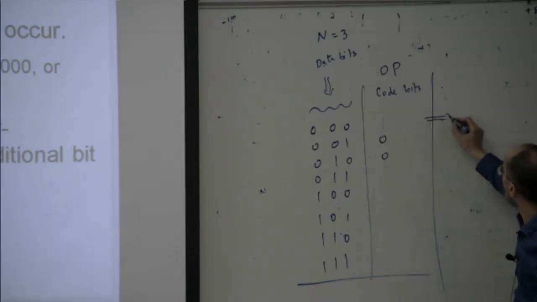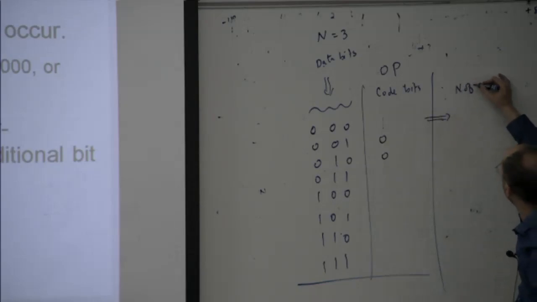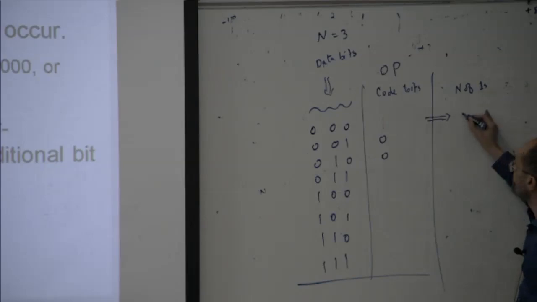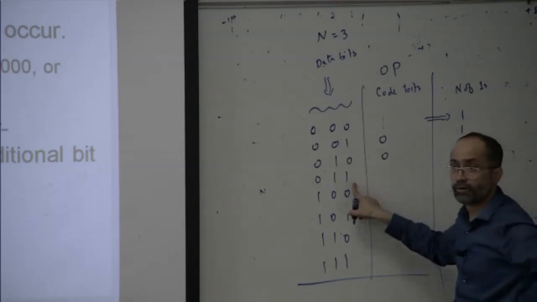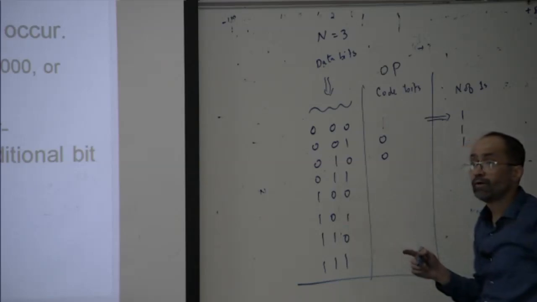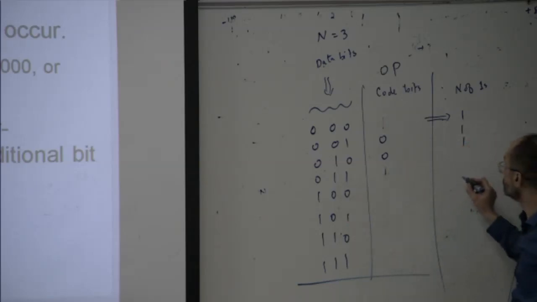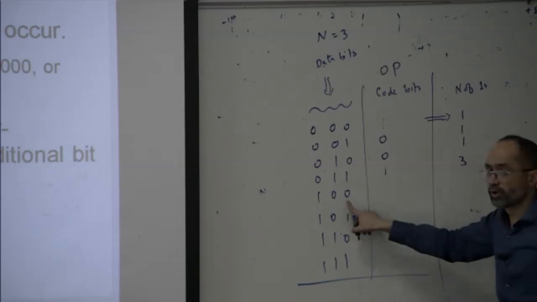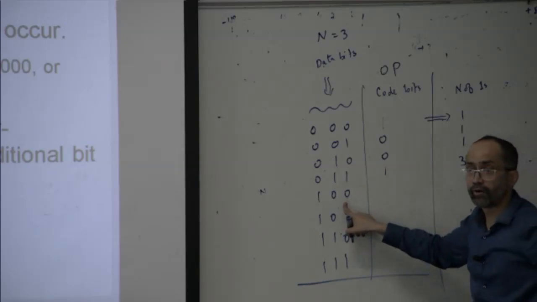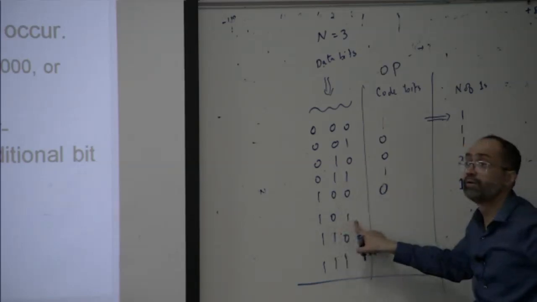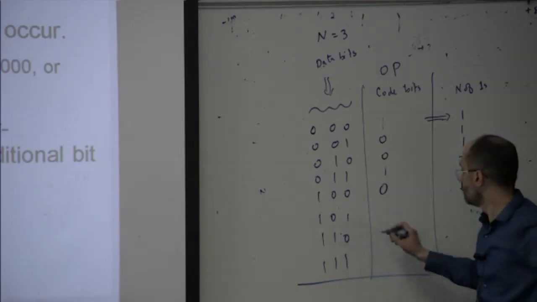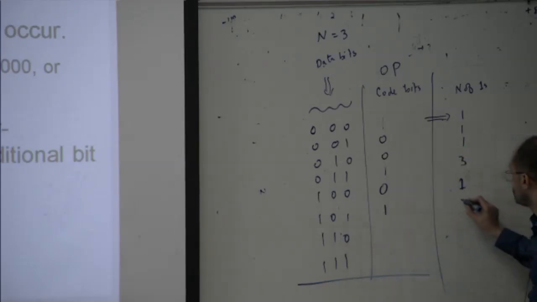Okay, so now if you look here, how many ones? 1. How many ones? 1. How many ones? 1. 0 1 1, 2. To make it odd, how many ones? 1 0 0, odd or even? Odd. 1 0 1, to make it odd? 3.